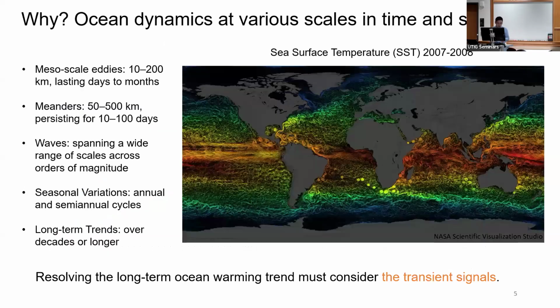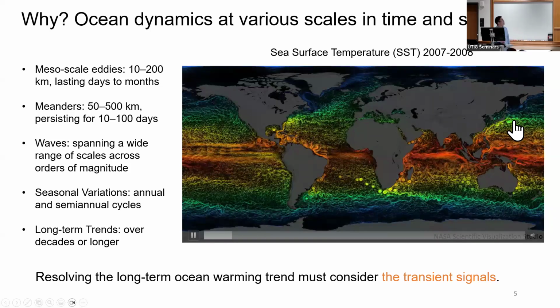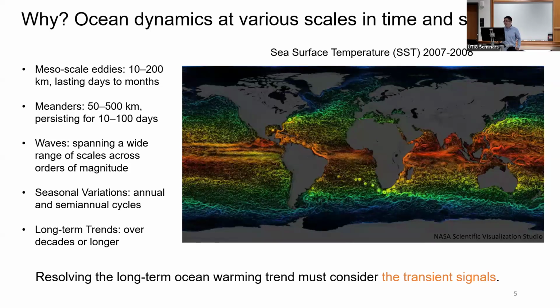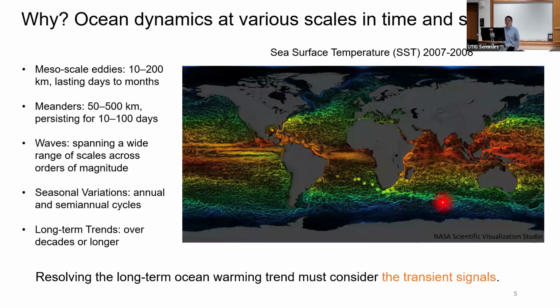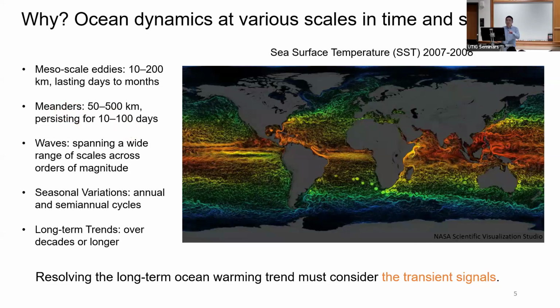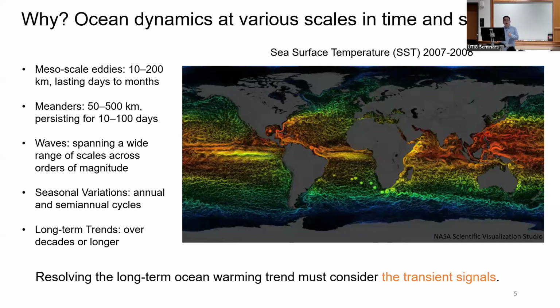So why is it challenging to get the ocean warming observation? It really comes from the complex ocean dynamics. This animation shows the sea surface temperature modeling in 1 year. And if you look at this picture, the most prominent feature is that it's latitude dependent. If you look at the high latitudes, you can see these curved features. These curved features are meanders. The meanders have typical dimension of 50 to 500 kilometers, and the lifetime is between 10 to 100 days.